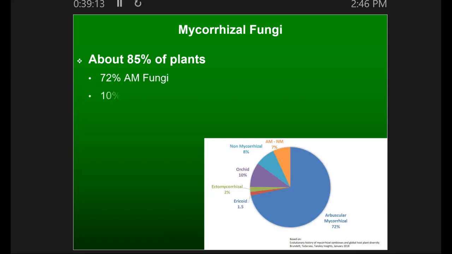And there are different kinds of mycorrhizal fungi. So the AM are the arbuscular mycorrhizal fungi. Most plants form that kind of relationship with these types of fungi. But orchids have their own special fungi that hang out with them, and so they call them orchid mycorrhizal fungi.